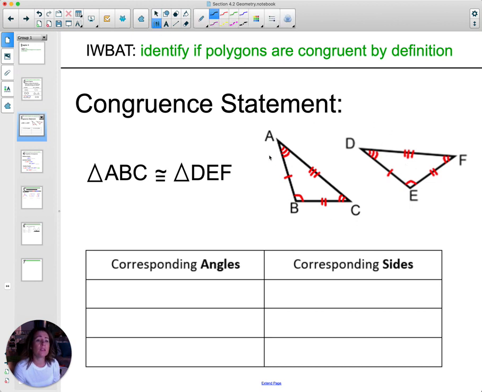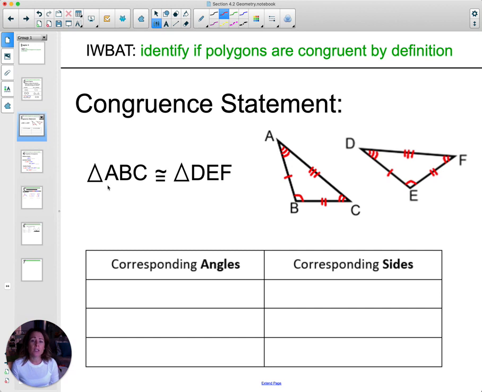So these triangles are already marked up that way. So if you have markings on the picture, you can definitely look at the picture to help you decide what parts are congruent. Okay, if you do not have markings and you have a congruent statement, you need to go from the congruent statement. This is such a big deal, okay? It tells the reader what is congruent.